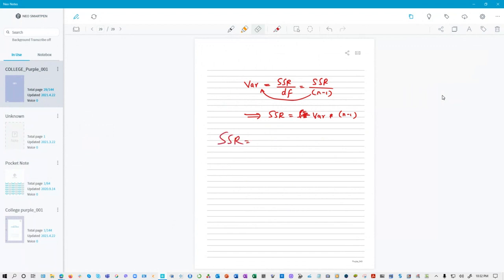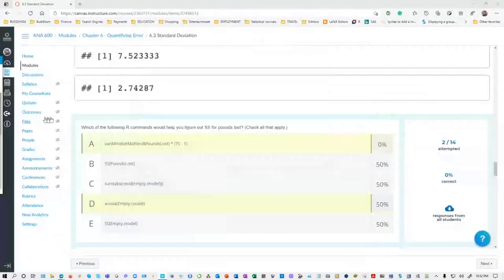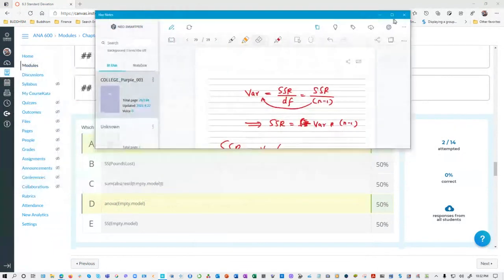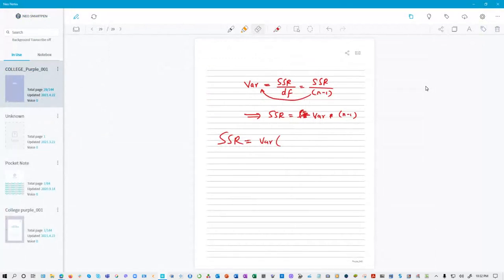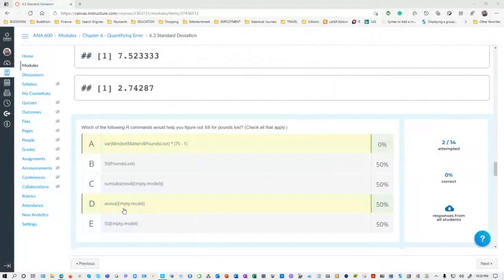Now, what's the code for var? You can say var of whatever the data set, mindset matters, and go to pounds lost, times n minus 1. That's the same thing. You go to mindset matters, pounds lost. That var should be multiplied by 75 minus 1. You can find it that way, or go to the ANOVA table and find it too. That's what they say. What are the ways of finding this one?